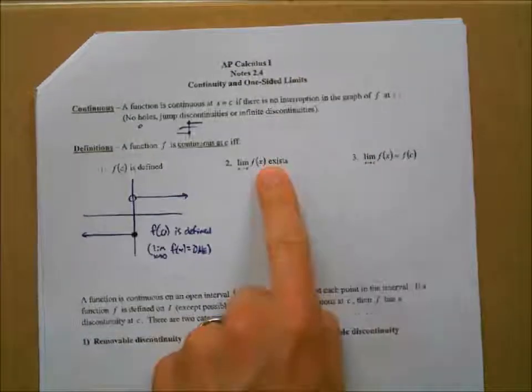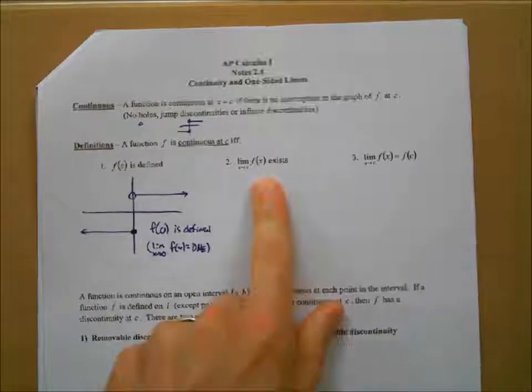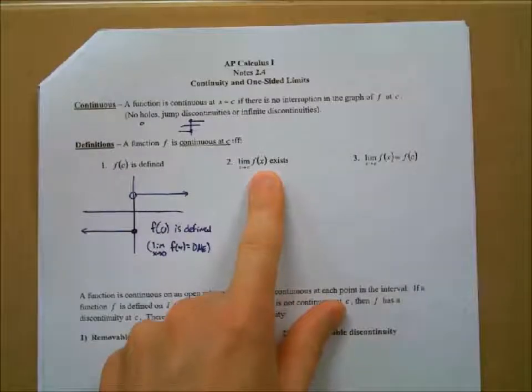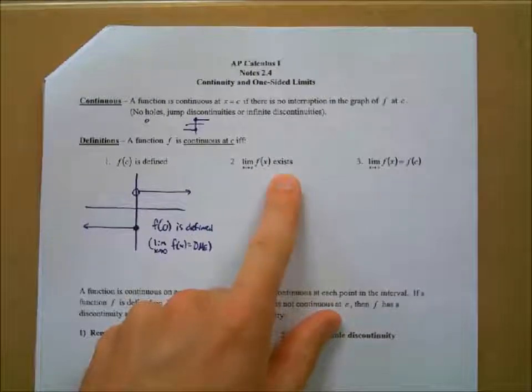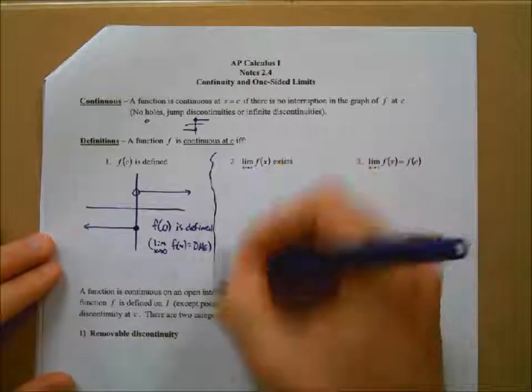And that's a key thing because we go to number 2, and we're required that not only must the function be defined at c, f of c must exist, but the limit as x approaches c of our function must also exist. Must also exist. So just as a picture of that.